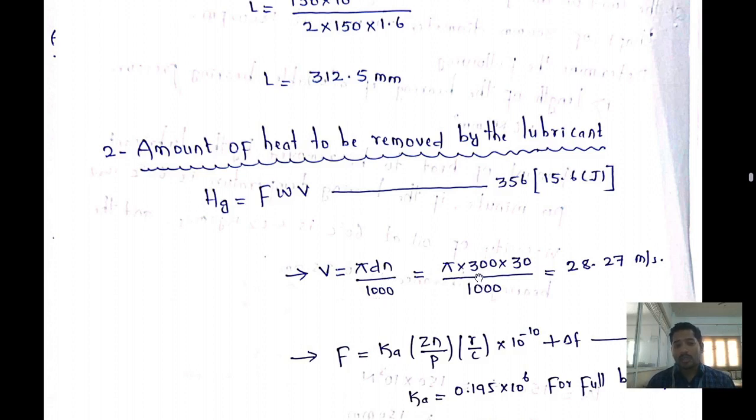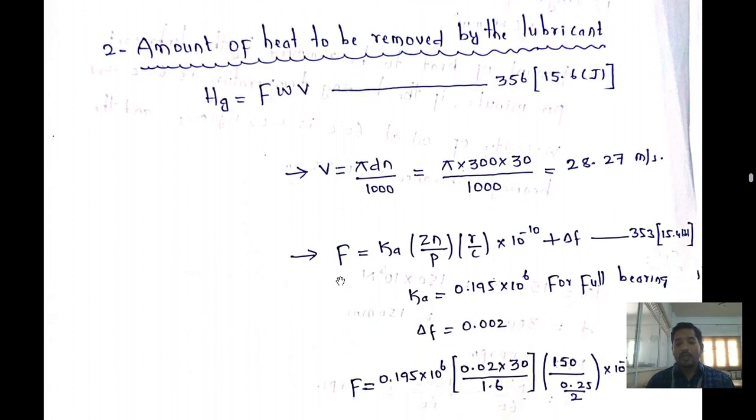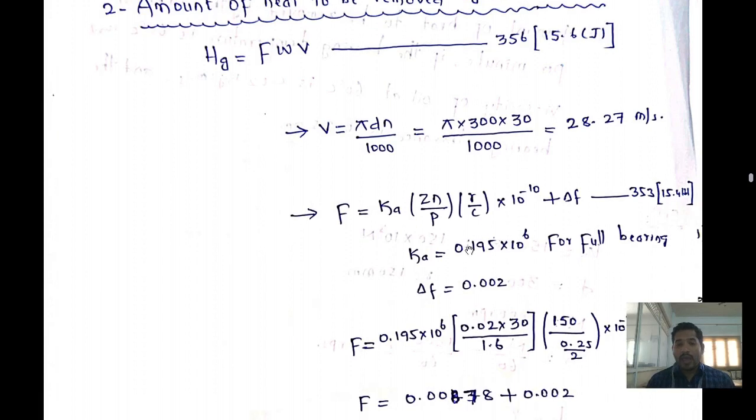Pi as it is, the diameter given over here is 300, and the speed of rotation of the shaft is given as 30, divided by 1000. If you divide the whole value, then you will get the answer 28.27 meter per second. After that, we need to find out the coefficient of friction. To find it, you have to refer to page number 353, equation 15.4b. Clear? And this Ka value is 0.195 into 10 to the power of 6 for the full bearing.